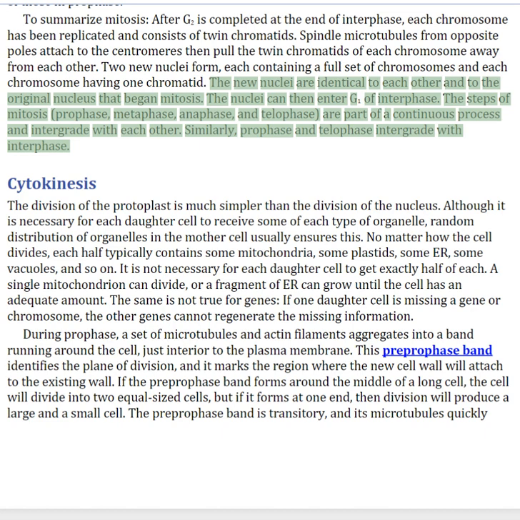The steps of mitosis are part of a continuous process and intergrade with each other. Similarly, prophase and telophase intergrade with interphase.